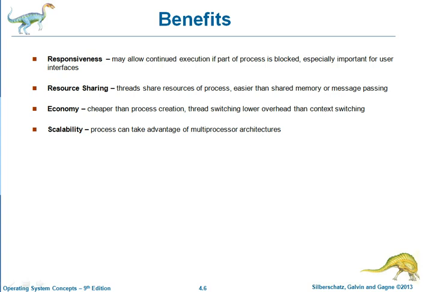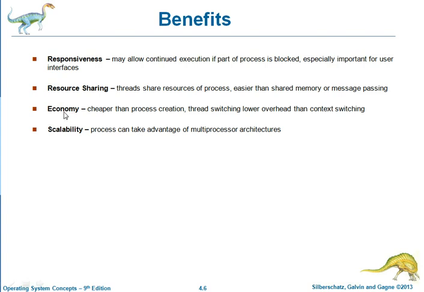On the concept of resource sharing, processes can share resources through techniques such as shared memory and message passing. Such techniques must be explicitly arranged by the programmer. Threads share the memory and resources of the process to which they belong by default. The benefit of sharing code and data is that it allows an application to have several different threads of activity within the same address space.